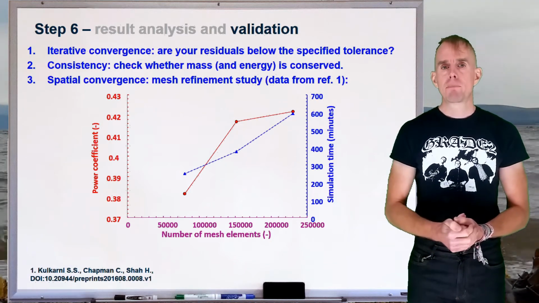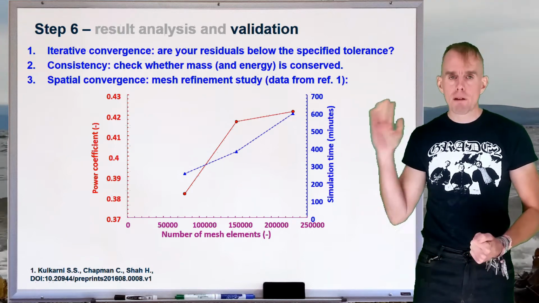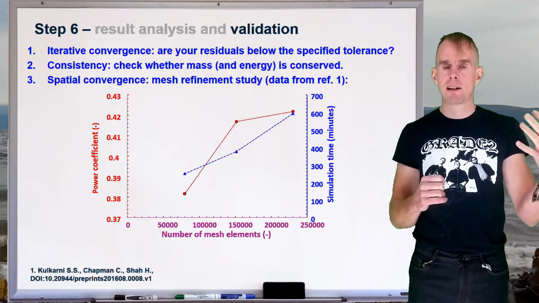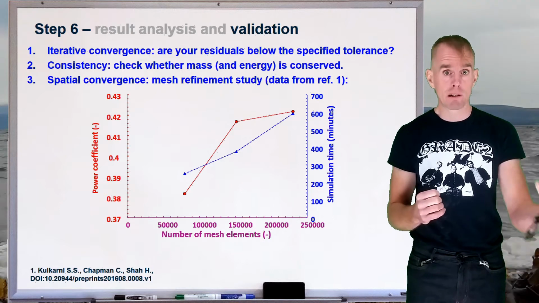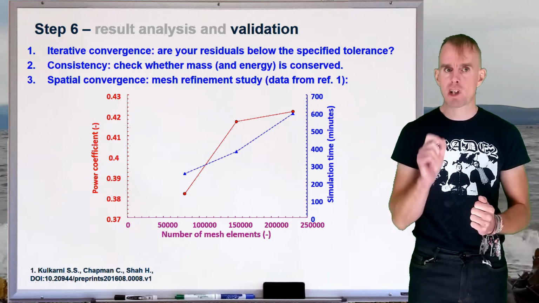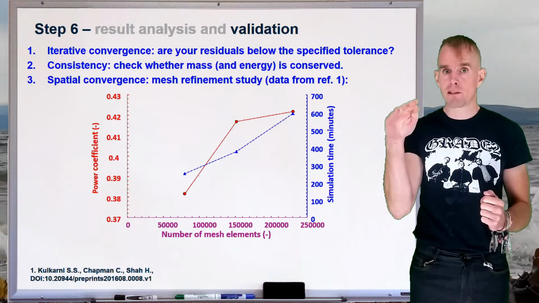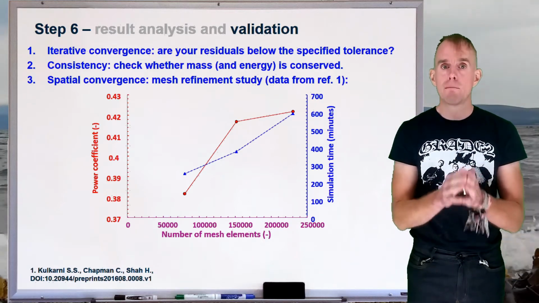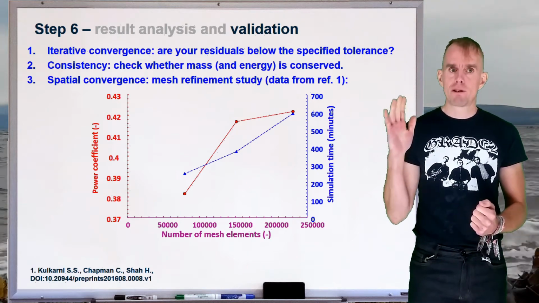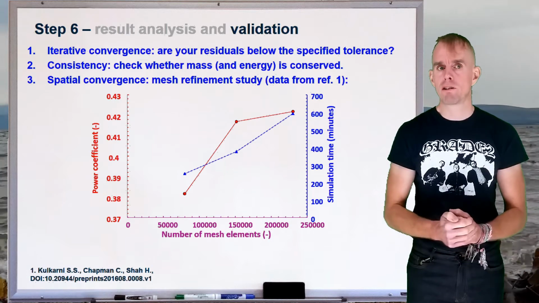Third point, spatial convergence. Now this is the part of the validation that may take you a little bit of time. The graph that I've put on the screen here is a plot of a simulation output. In this particular case, let's say it's a calculated power coefficient, a very good example of a derived variable, as a function of the mesh density, plotted as the number of mesh elements. So the red line there shows that the power coefficient starts to asymptote with increasingly more refined meshes, with larger numbers of mesh elements. The blue line, however, shows you very clearly that as you use larger and larger meshes, your simulation time starts to increase very significantly.